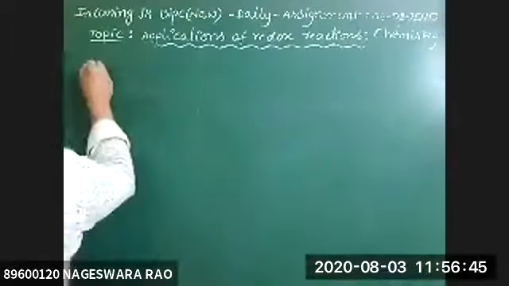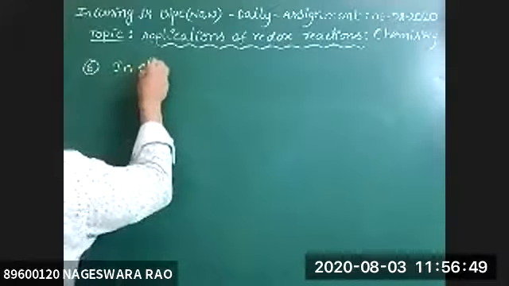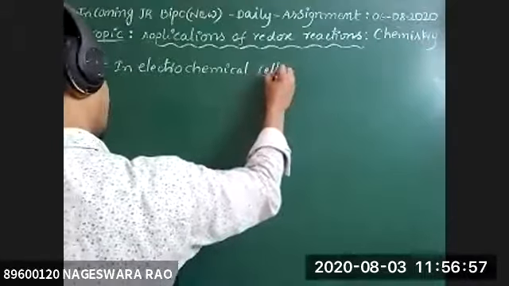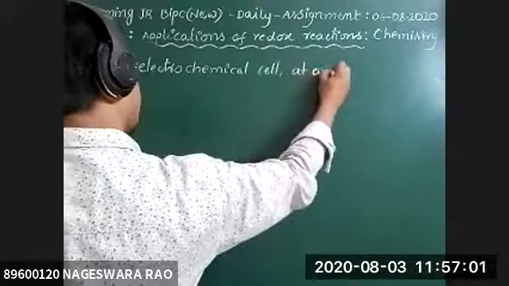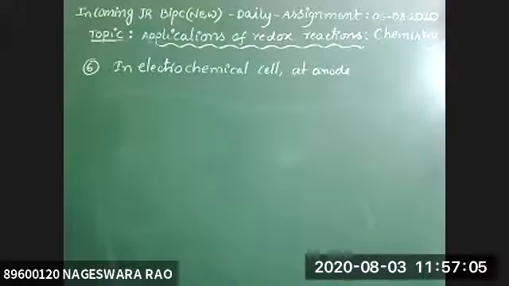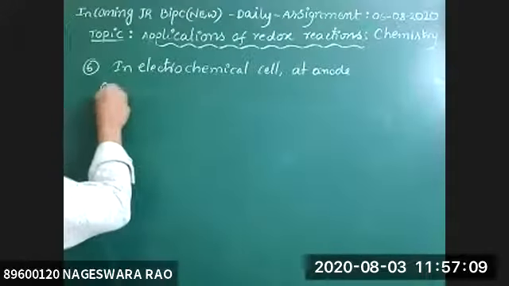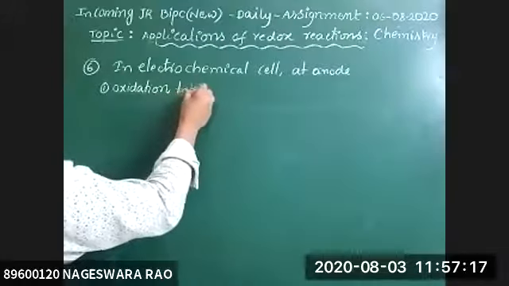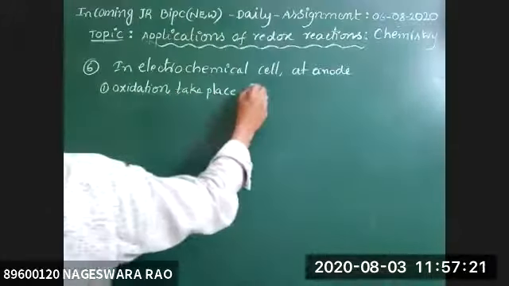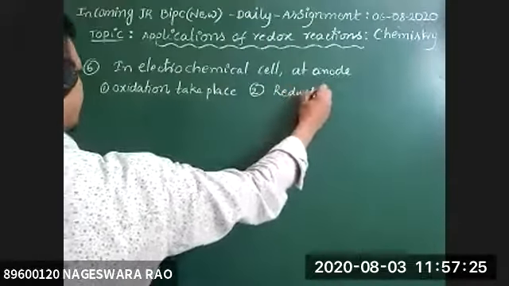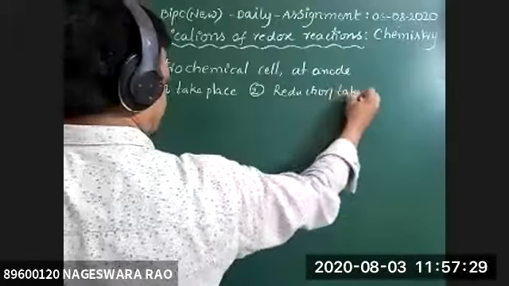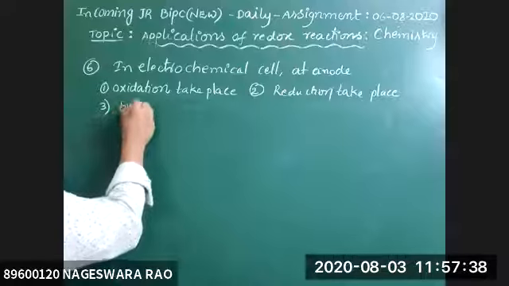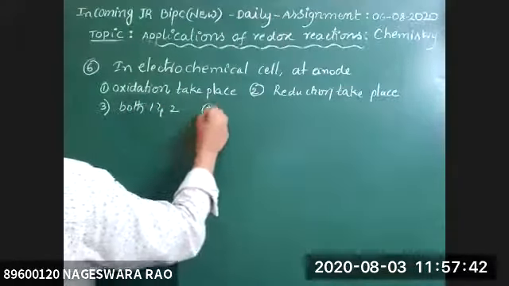Next, question number 6. In an electrochemical cell, at the anode: one, oxidation takes place; two, reduction takes place; and three, both oxidation and reduction take place, a redox reaction.